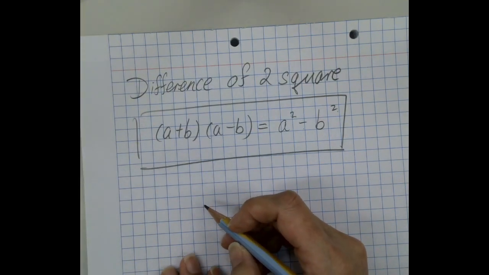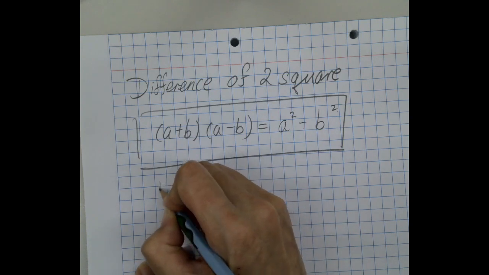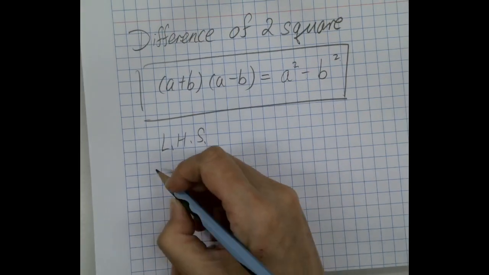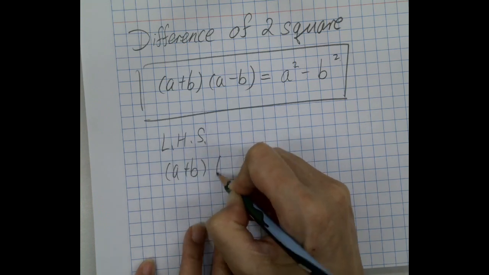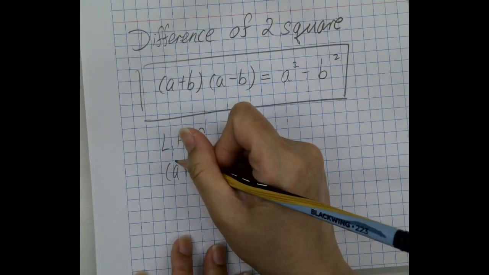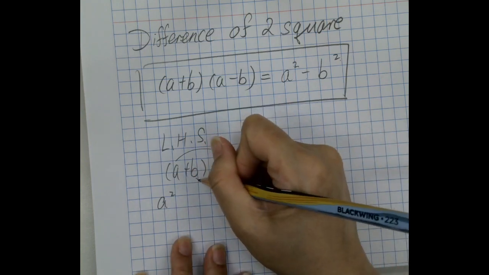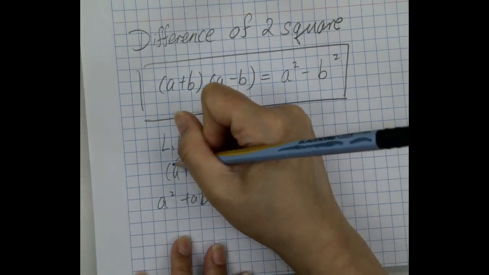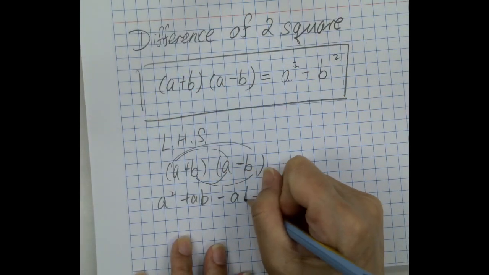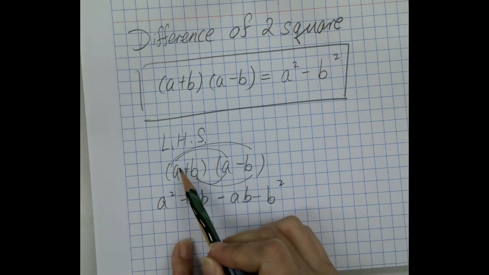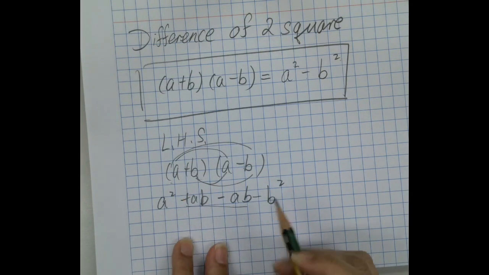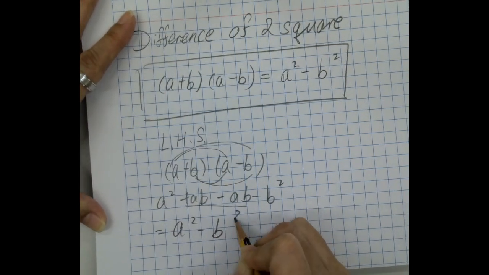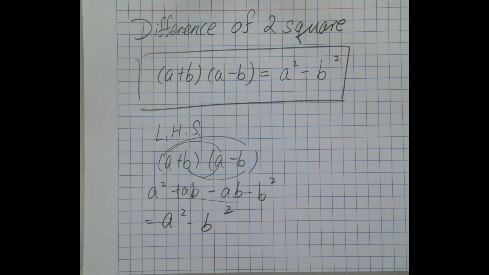So what we're going to do is expand the left hand side. I have (a plus b)(a minus b). So we have the rainbow here: a squared minus b squared. And in the middle, we have plus ab and minus ab. Because one ab is positive and one ab is negative, they cancel out. That gives us a squared minus b squared. And this is where the name comes from: it's a difference of two squares. That's how we show it.